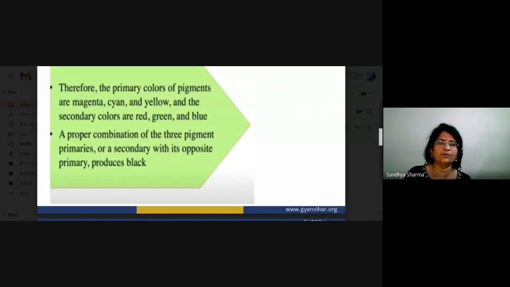The primary colors of pigments are magenta, cyan, and yellow, and the secondary colors are red, green, and blue. This is the subtractive color theory, and a proper combination of three pigments, primaries or secondary, with its opposite primary produces the black color. So that is basically what we have to discuss.